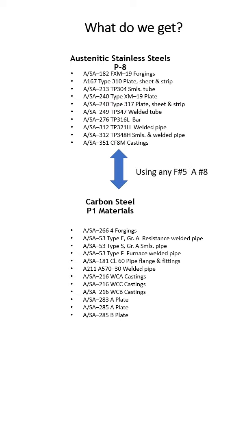So we can weld any of the P8 numbers on the top to any of the P1 numbers on the bottom. So you can see that gives us a lot of different material combinations. We can go from forgings to sheet to strip to resistance welded pipe to castings to plate. So that's why the Section 9 committee has P numbers.